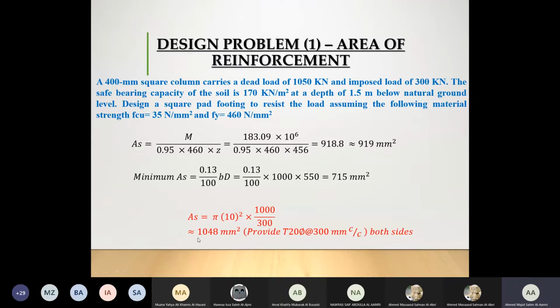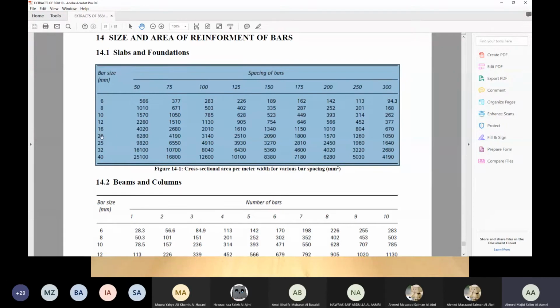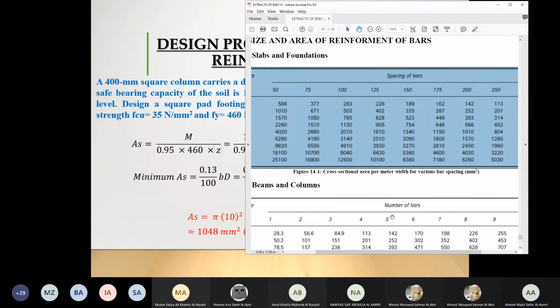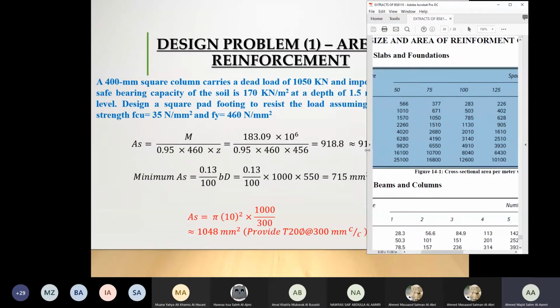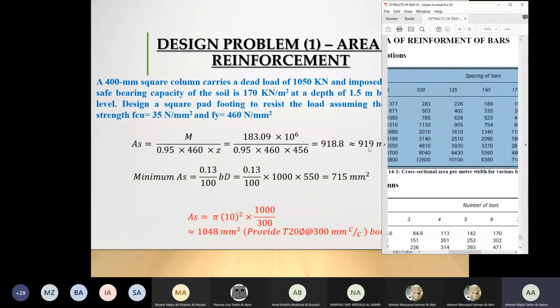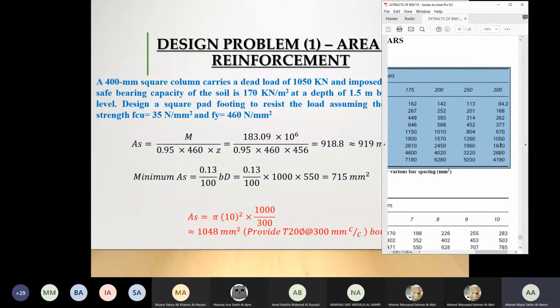Okay. And once again, clearly you can see here that if we are having 20 mm diameter, which is the diameter that we have assumed, and we are using a spacing of 300, then we are having an area of reinforcement which is equal to 1050. In this scenario, our area of reinforcement required is 919. So the closest value to 919 is going to be 1050 for the diameter of 20.